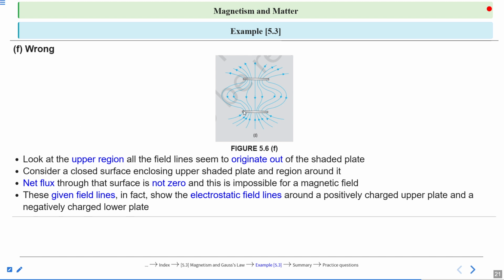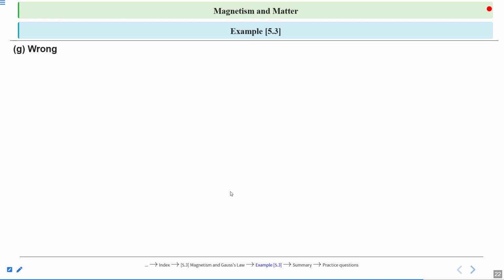So it is representing the electric field, considering this plate is positive and this plate is negative. Due to the positive plate, all the electric field lines are exiting this plate, and at the negative plate, all the electric field lines are entering. So these field lines in fact show the electrostatic field lines around a positively charged upper plate and a negatively charged lower plate. These are not showing magnetic field lines. And the last part, G, is also wrong.